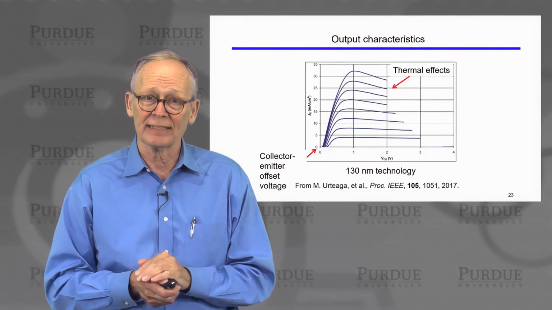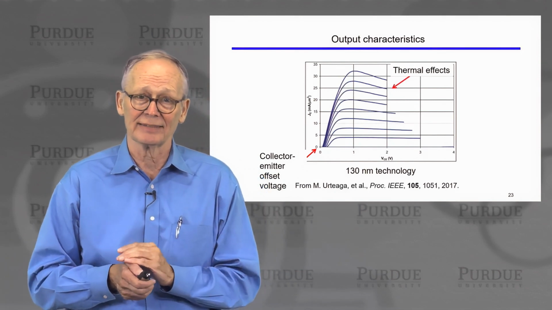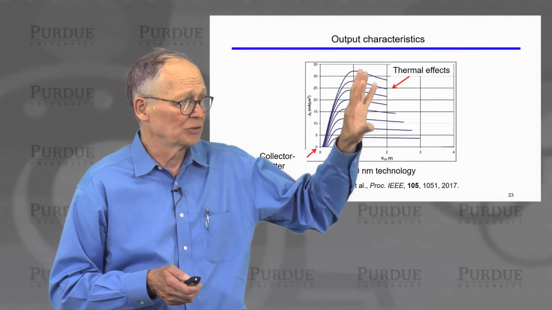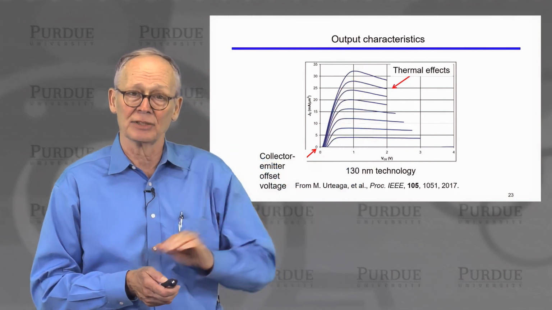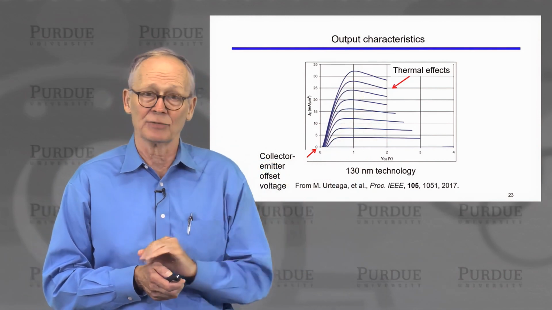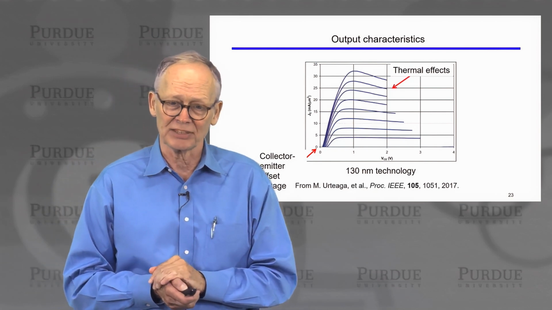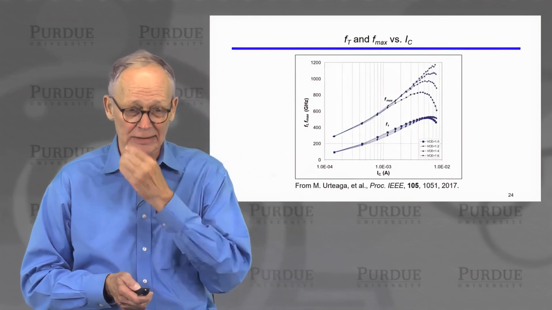There's a lot of self-heating. Their thermal conductivity doesn't tend to be as high as silicon. Those thermal effects can lead to a reduction of current as you go to higher and higher voltages and you have more power dissipation. So those are what the IV characteristics look like.